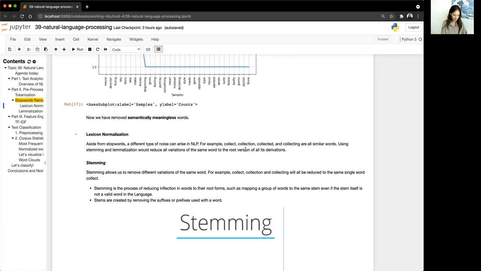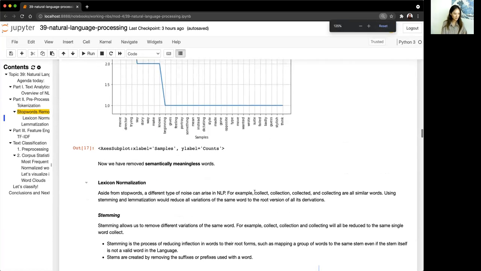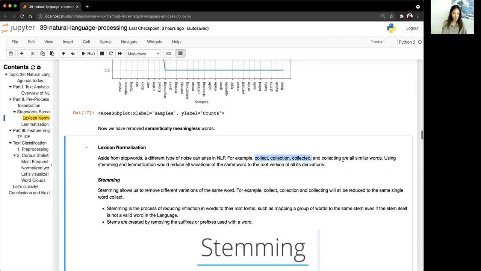For example, if we look at these words, let me zoom in a little bit more. Collect, collection, collected, and collecting are all very similar words. Of course, you can argue that in different contexts they are completely different things, but using two methods, stemming and lemmatization, we can reduce all variations of the same word to the root version of all of its derivations. Maybe collect and collection are different, but collect, collected, collects are quite similar words, and in some cases we want our model to treat those as the same word.